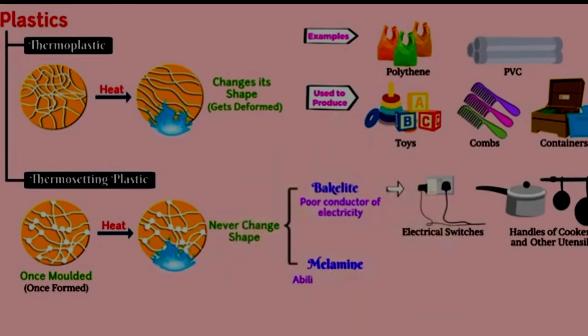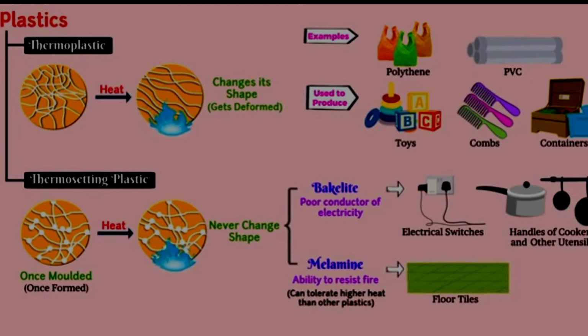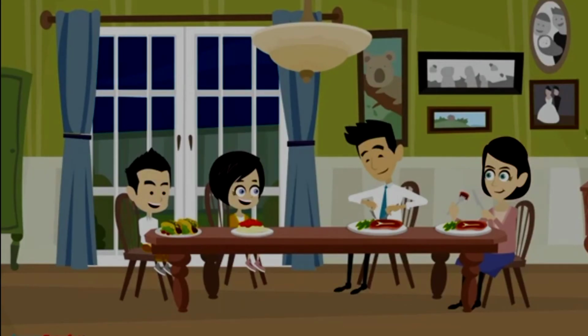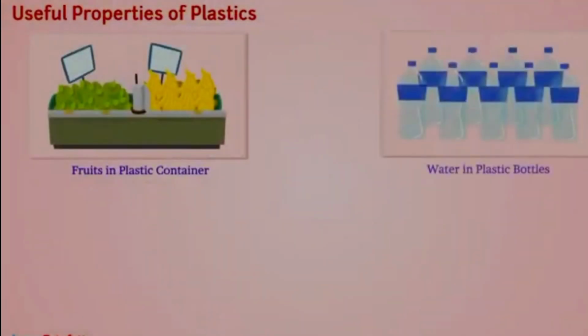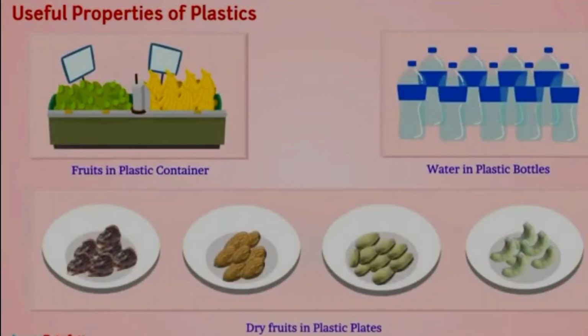Melamine has the ability to resist fire, and it can tolerate higher heat than other plastics. With this property, it is used to make floor tiles, kitchenwares, and fabrics that resist fire. In our day-to-day life, plastics play a very important role. We can store food items, water, dry fruits with plastic articles.